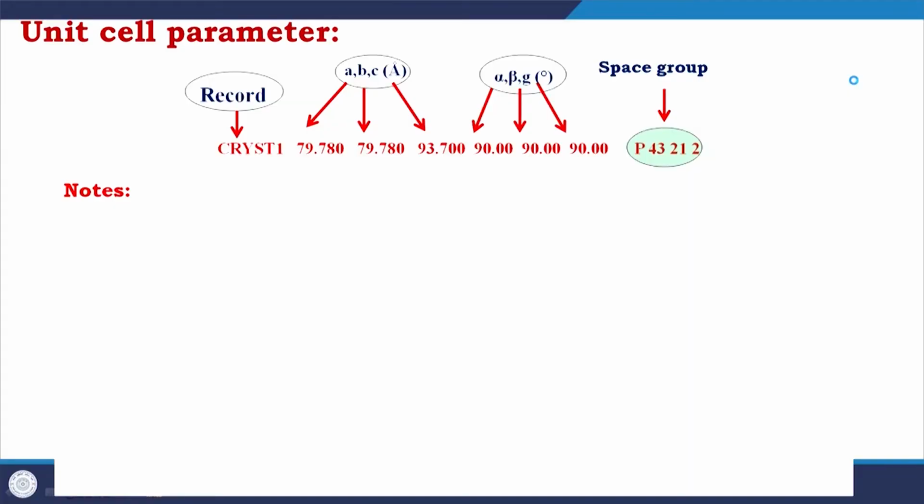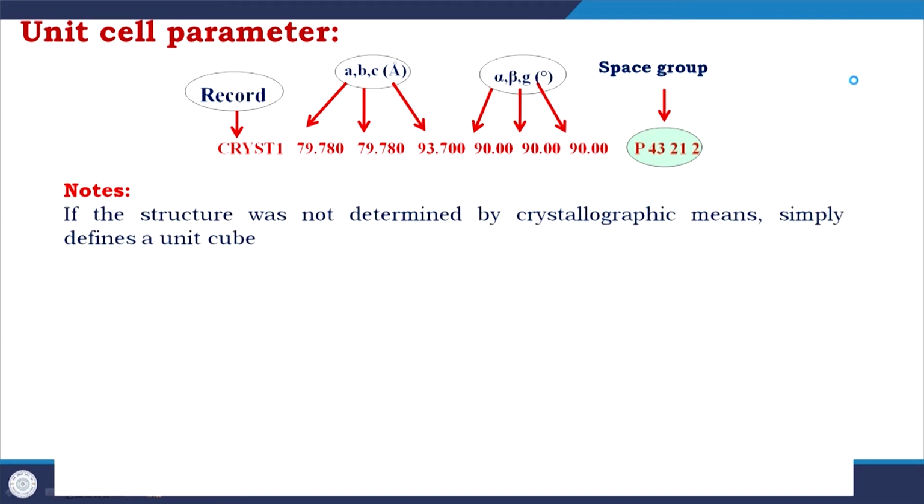So, coming to the unit cell parameters, which is called the CRYST1 record. In the CRYST1 record, you will get A, B, C, you will get alpha, beta, gamma, and you get the space group. You need to understand something. If the structure was not determined by crystallographic means, what will happen? You understand the problem? So, you have seen that among 1,80,000 or 75,000 structures, nearly 1,50,000 structures of proteins are solved by X-ray crystallography.